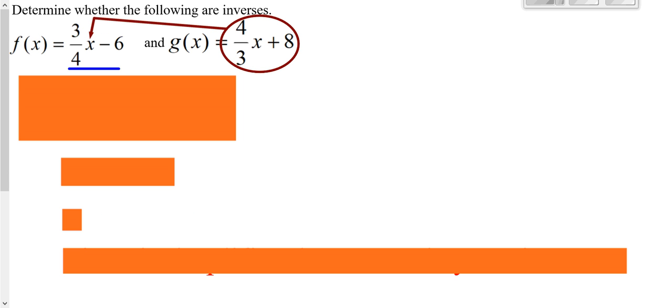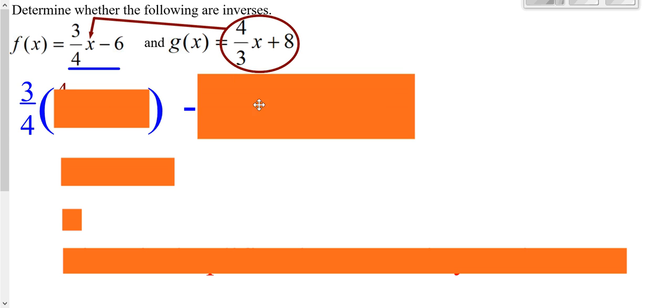So how do you determine if they're inverses? Well, one way you could do it is to actually find the inverse of f to see if it ends up giving you what g is. A second way is to take one function, plug it into the other function, that composition of functions.